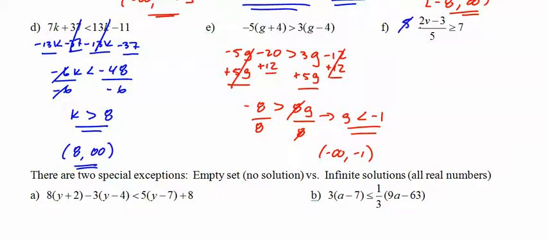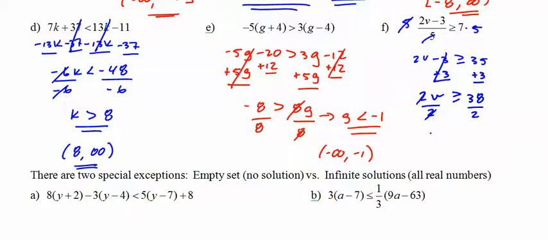Multiply by 5 to the V, hate the V, minus 3 greater than or equal to 35 to the V. Sorry, forgot to do this. 98. Which is bracket 19, infinity.